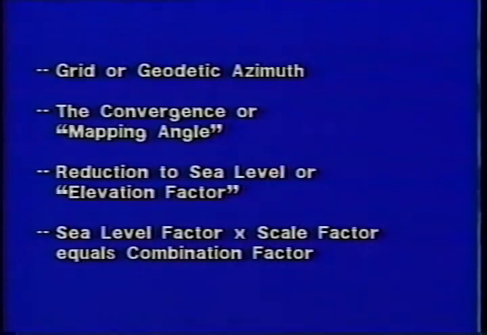On the exam, you will be required to know how to determine the following: grid or geodetic azimuth, the convergence or mapping angle, reduction to sea level or elevation factor, and the combination factor, which is the sea level factor times the scale factor. I recommend that you devote adequate study time to each of these areas. They are an integral part of performing the traverse and associated calculations.